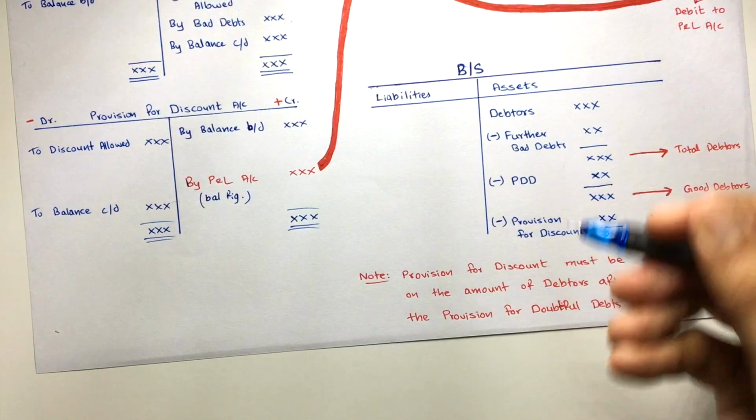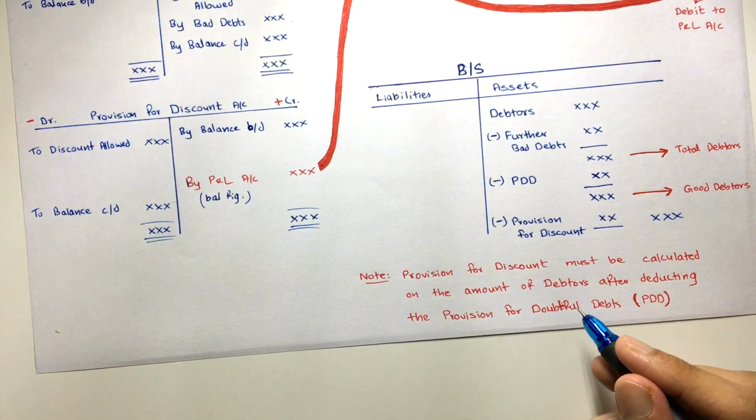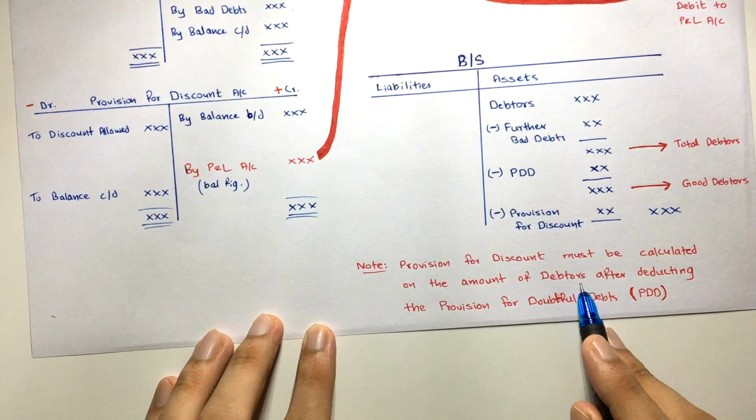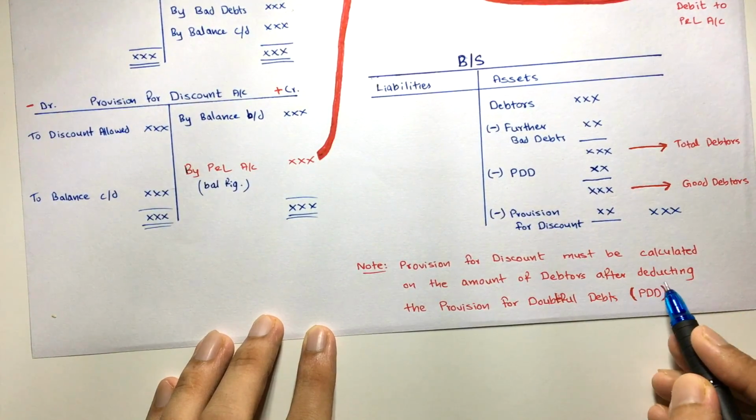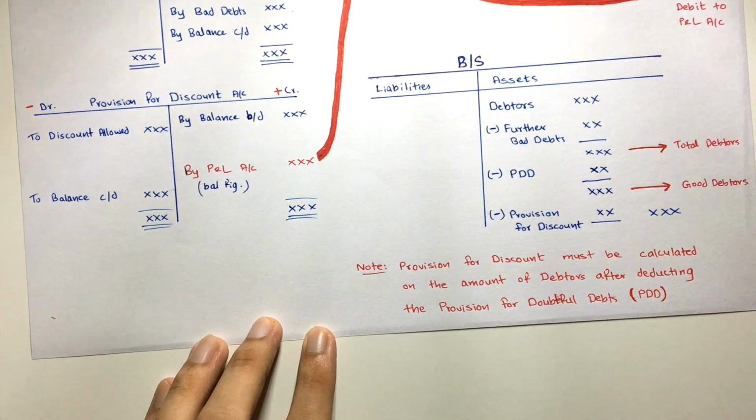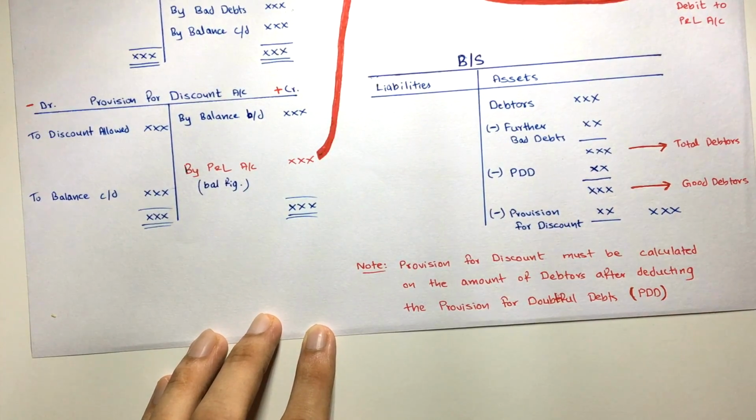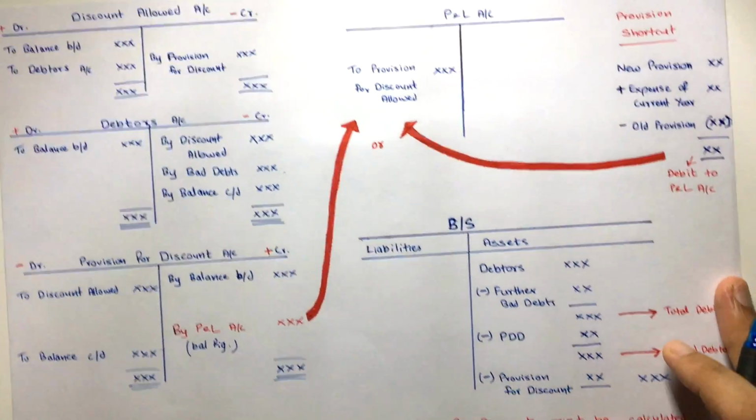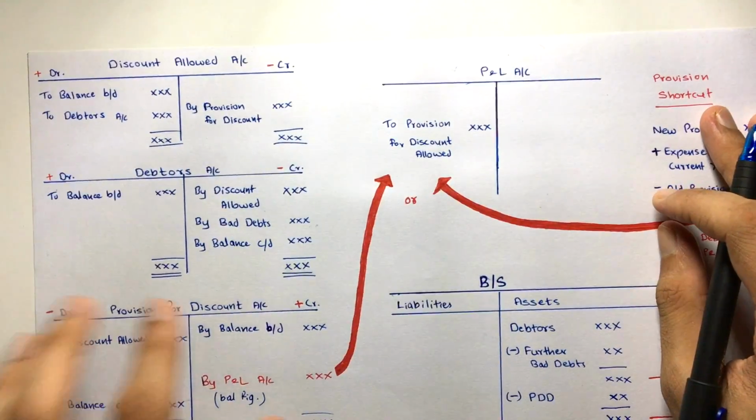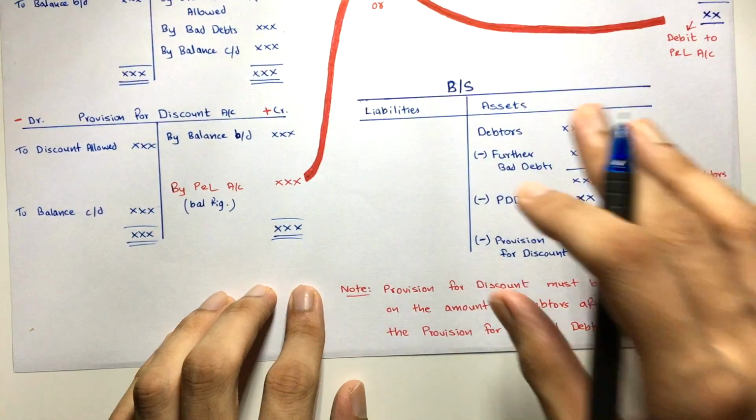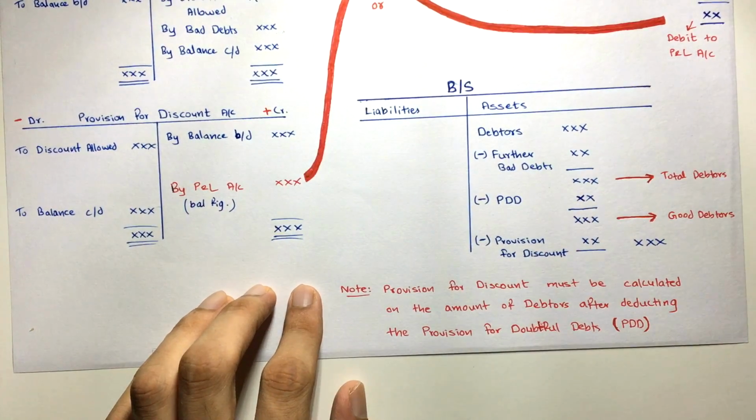After PDD, always after PDD, you have to do the provision for discount. Remember that provision for discount must be calculated on the amount of debtors (receivables) after deducting the provision for doubtful debts, PDD. This is the main difference. Rest everything is completely the same. There is no difference at all. Okay, the shortcut, everything is the same. Just this part you have to remember. This is the only difference there is.